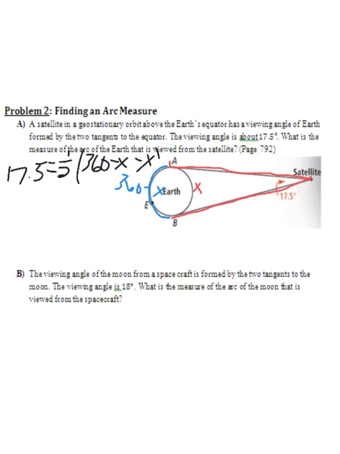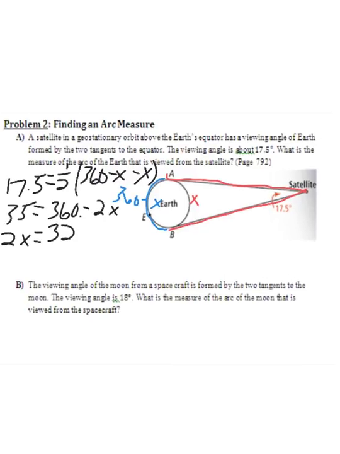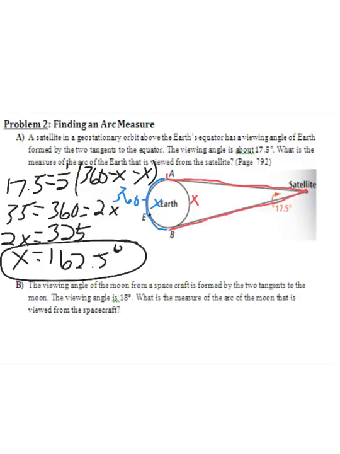Okay, so cleaning this up a little bit, multiply both sides by 2, I get 35. Inside there I get 360 minus 2x. I can add the 2x over, subtract the 35. I get 2x is equal to 325. And then if I divide both sides by 2, I get that x is 162.5, and that's going to be my degree measure.